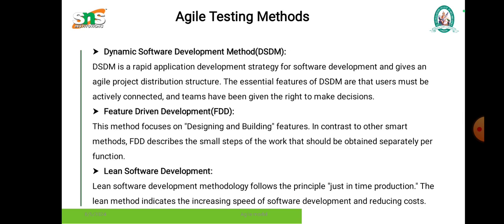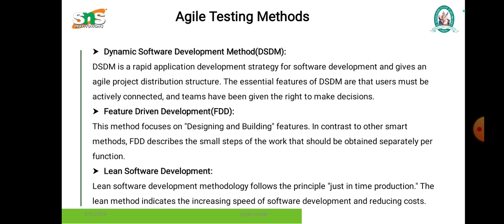And the next testing method is the Dynamic Software Development Method, called DSDM. This DSDM is a rapid application development strategy for software development, which gives an agile project distribution structure. And the next method is Feature Driven Development, called FDD. This method is focused on designing and building features, and it describes the small steps of the work, which could be obtained separately per function.